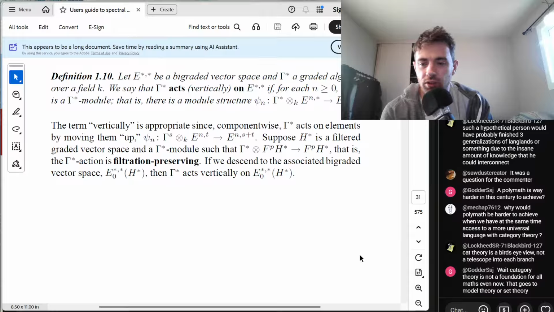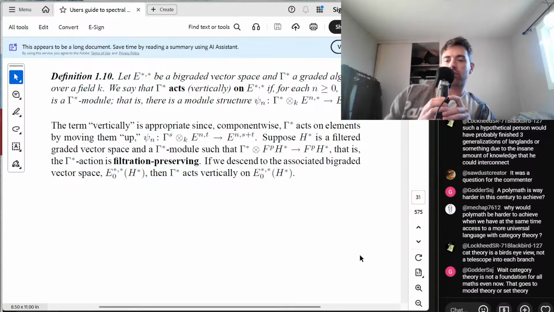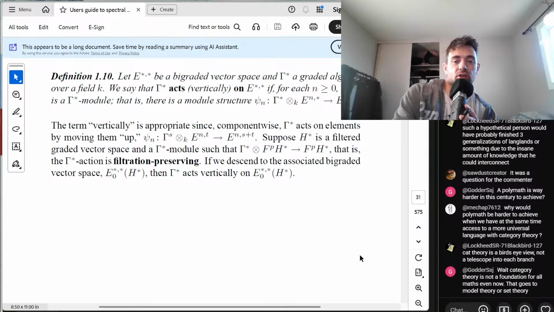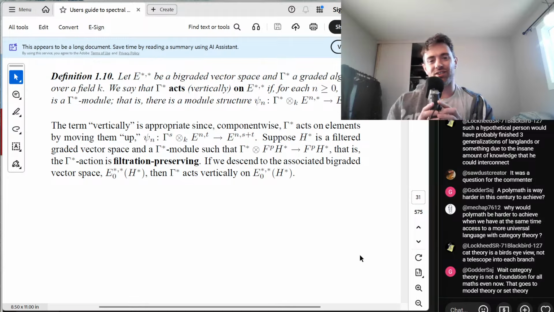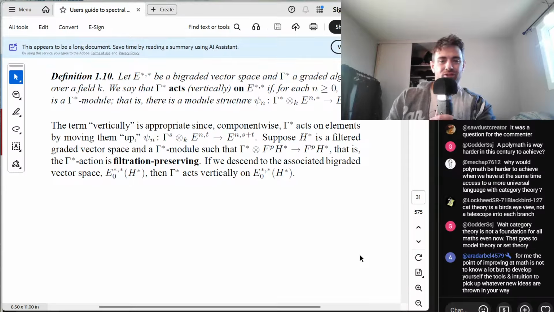Category theory is not a foundation of math, even now. That's true. That goes to model theory or set theory. Those also aren't foundations for all of math. First off, math isn't beholden to any one foundation. There's people who are working in different foundations. So there's nothing that's a foundation for all of math. Unless you take the union of the different foundations and you say, okay, math is all of these axiomatic systems separately. Disjoint union. Then there's that.